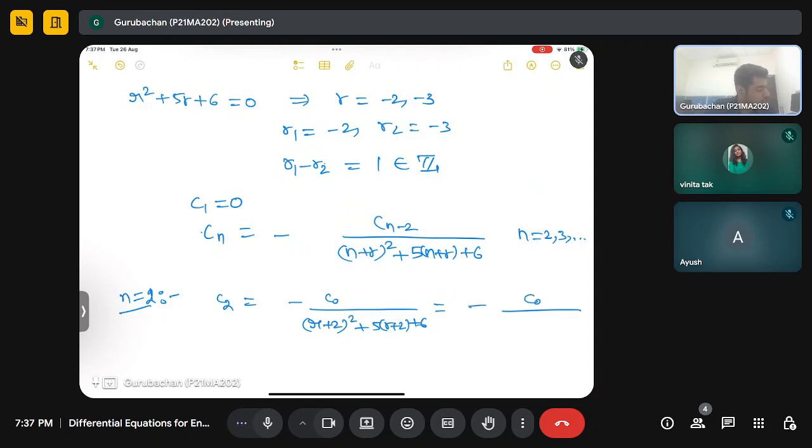You may write some explicit form, since it will be a minus c naught. You may also write that this is r plus 2. If you factorize it, you will get r plus 2 plus 3 and r plus 2 plus 2. So r plus 5 into r plus 2 plus 3, r plus 4.